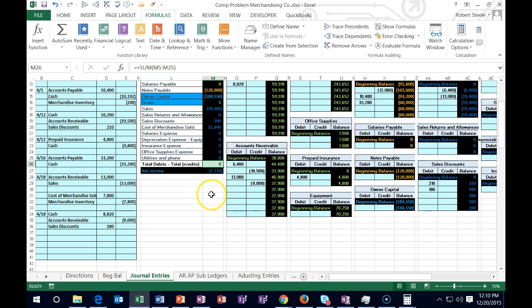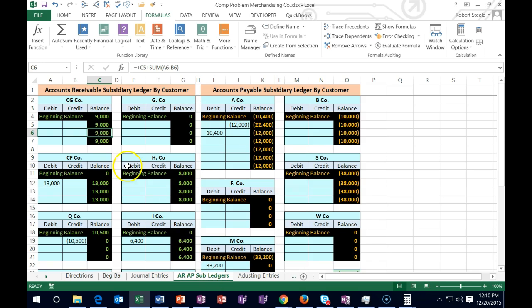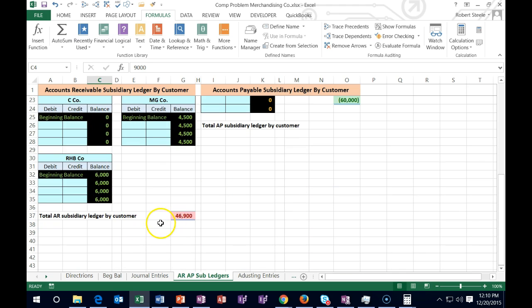Also note that we posted to the receivable for that 9,000. So we're also going to have to record that, or I'm going to record that on the AR subsidiary ledger over here. CG no longer owes us 9,000. Note that we're out of balance down here because it's red.